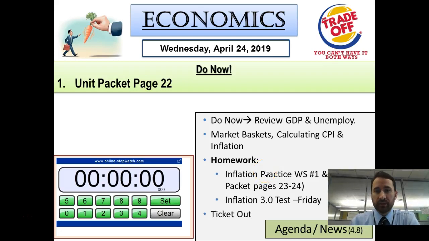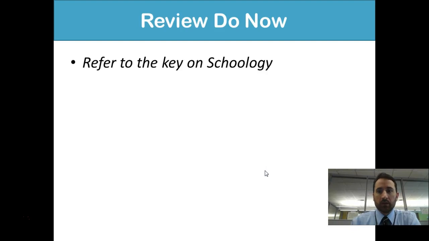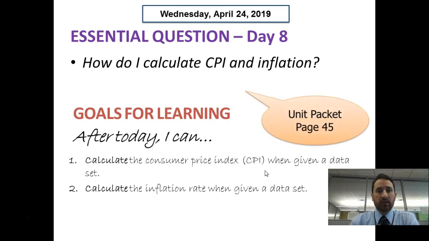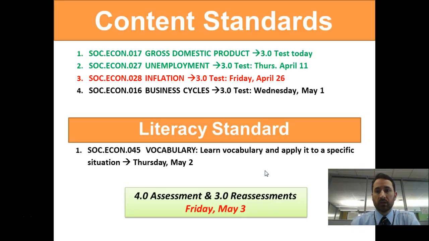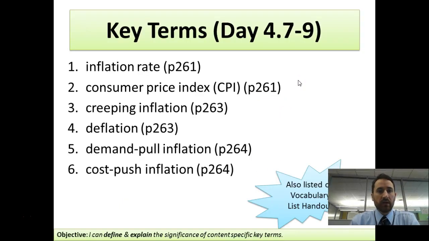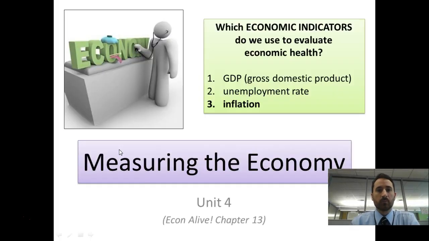We're looking at inflation today. The Do Now has a couple of review exercises. You can find the key for those exercises on Schoology. So today, how do I calculate CPI and inflation? We're going to calculate consumer price index and we're going to calculate inflation rate when given a data set. We'll have an assessment on Friday, April 26th. And the first 4 terms we'll look at today. We'll save 5 and 6 for tomorrow.